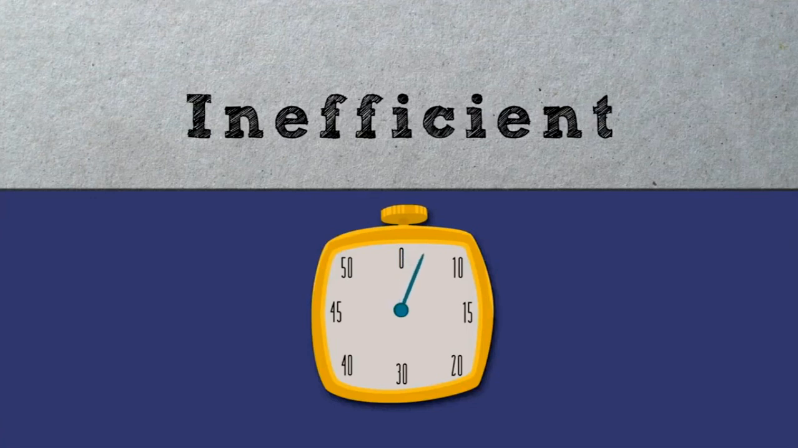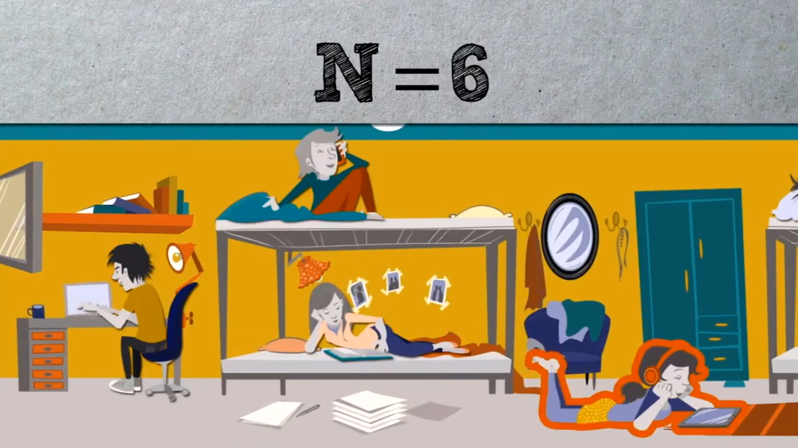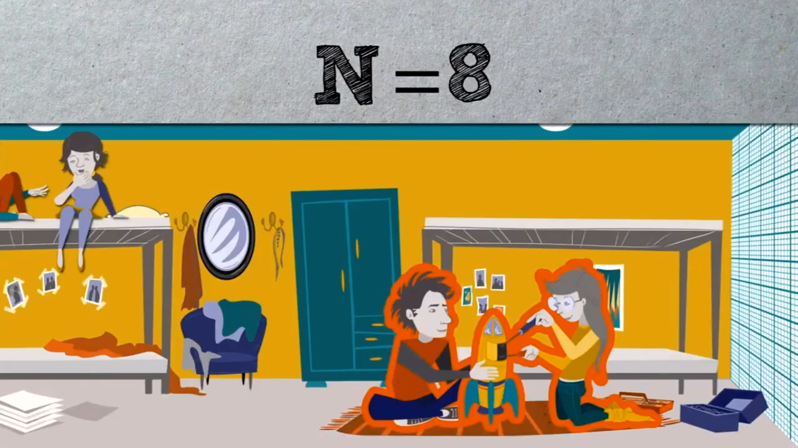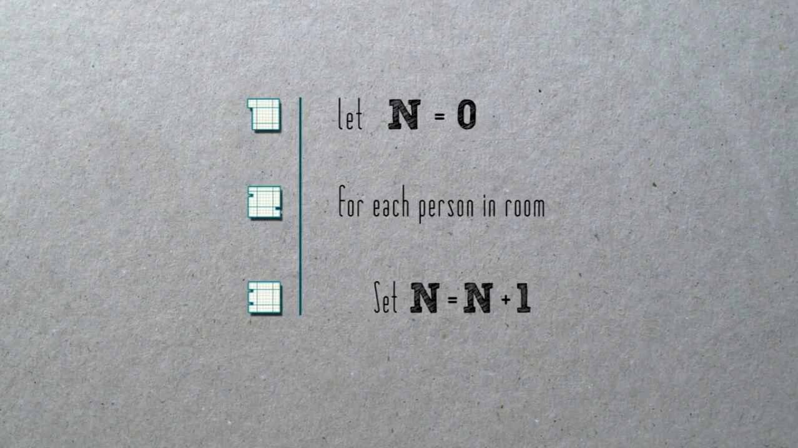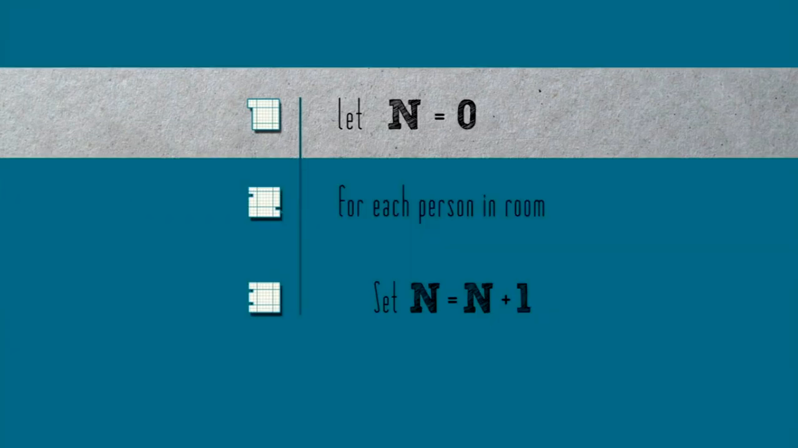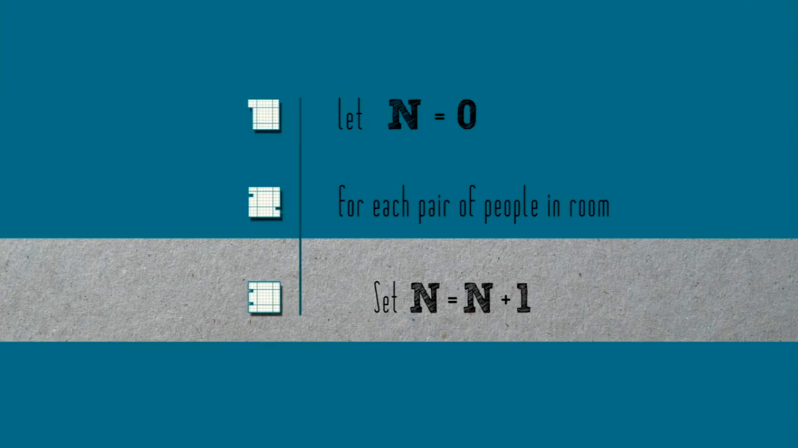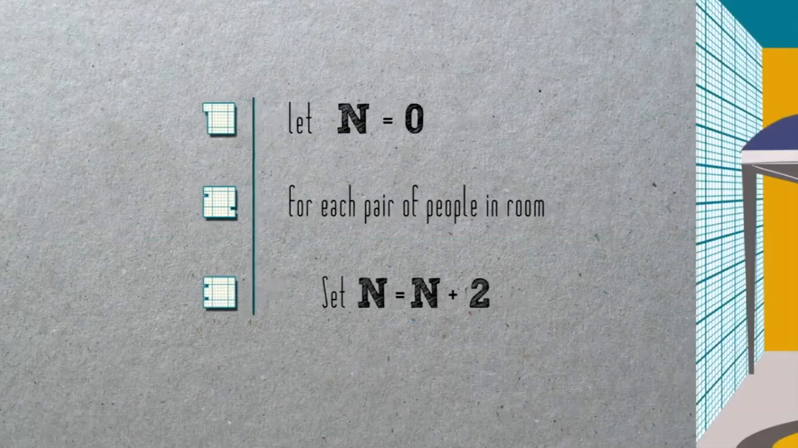Why not count 2 people at a time? Instead of counting 1, 2, 3, 4, 5, 6, 7, 8, and so forth, why not count 2, 4, 6, 8, and so on? It even sounds faster, and it surely is. Let's express this optimization in pseudocode. Let n equal 0. For each pair of people in room, set n equal to n plus 2. Pretty simple change, right? Rather than count people one at a time, we instead count them 2 at a time. This algorithm does twice as fast as the last. But is it correct? Let's see.